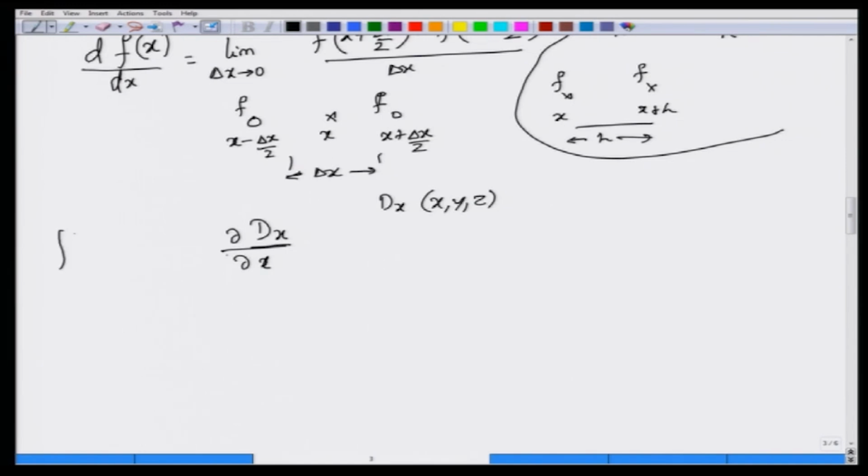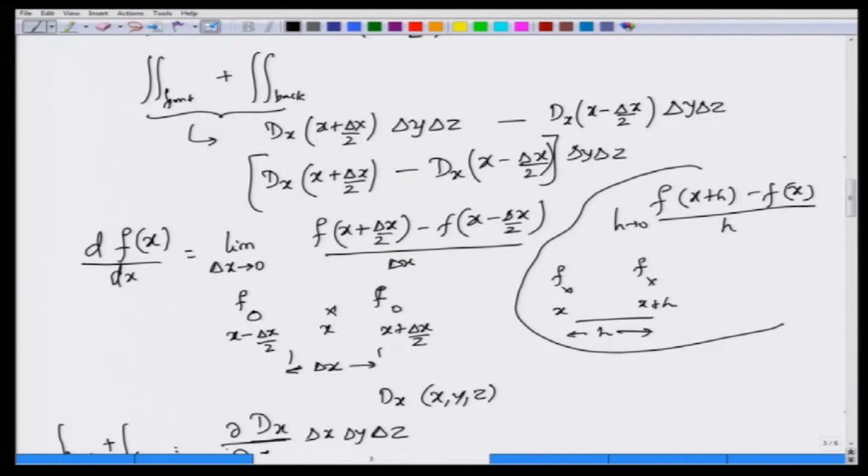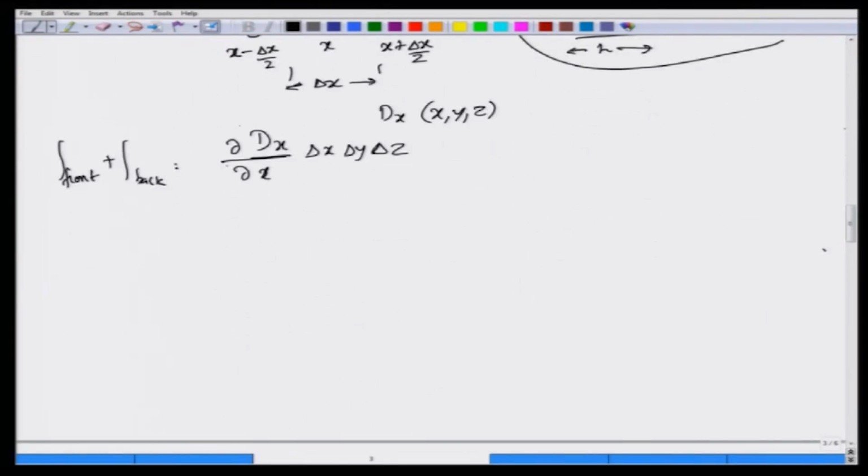So, if you go back to that integration over the front and the back surfaces of the rectangular volume element that we had considered, this has to be equal to del Dx by del x multiplied by delta x, delta y and delta z. Why is that delta x, delta y and delta z? Because what we have here is only the numerator part. So, if you compare these two parts, you can divide this by delta x and multiply this by delta x and then let delta x go to 0. We have not let delta x go to 0, not necessary at this point, but this is anyway going to give you the partial derivative, which then gets multiplied by the differential volume delta x, delta y and delta z.